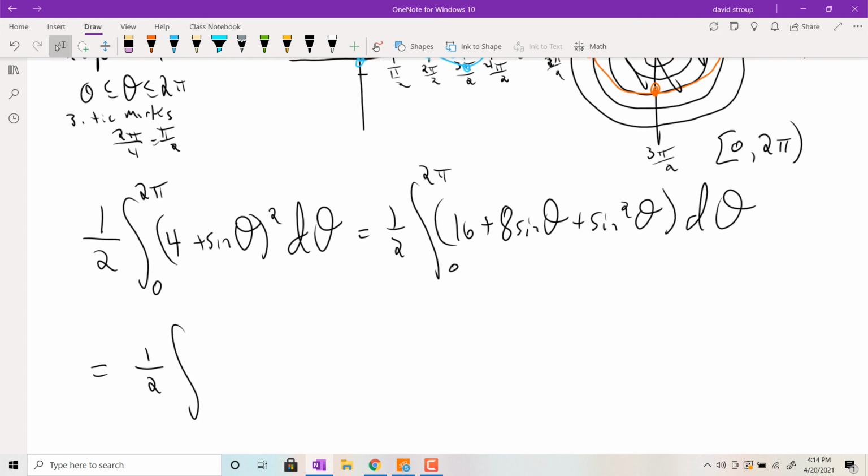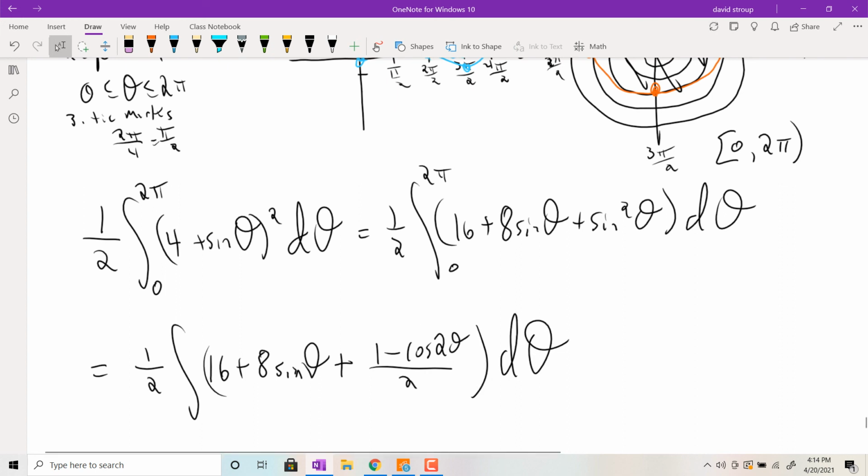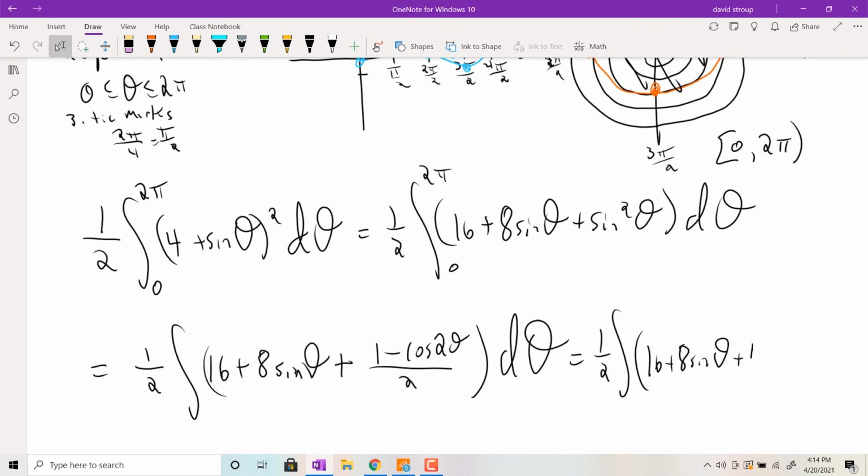I'm going to have to do a reduction formula on that sine squared. So I have 16 plus 8 sine theta plus 1 minus cosine of 2 theta all over 2 d theta. Whoops, should the last one be 8 sine squared theta? Did I screw that up in my notes? No, I'm right. I'm good. I'm going insane. Okay, I'm going to rewrite the stuff so I can combine like terms: 16 plus 8 sine theta plus 1/2 minus cosine 2 theta over 2 d theta.